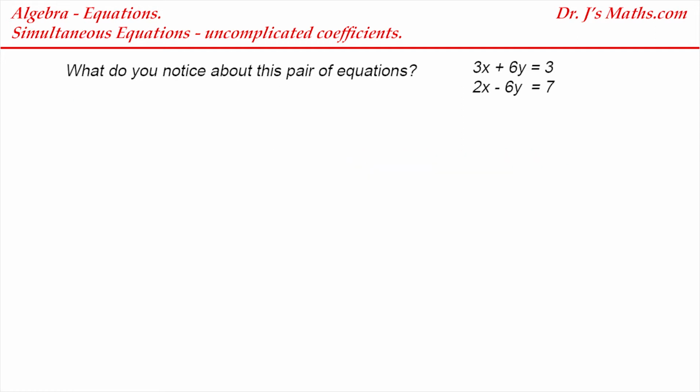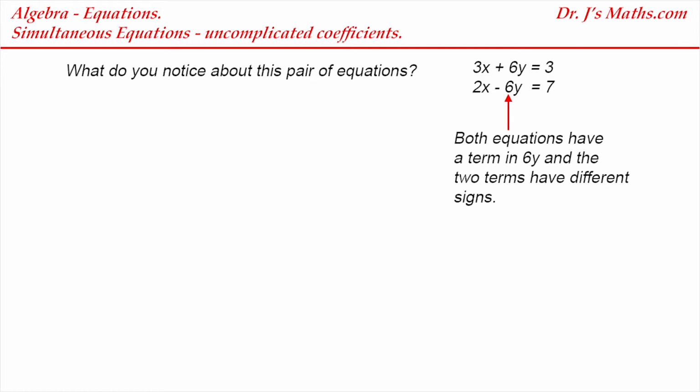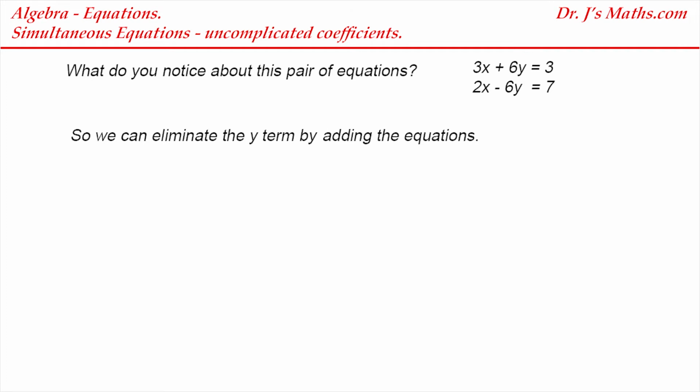So, what do you notice about this pair of equations? Correct. Both equations have a term in 6y, but the two terms have different signs. So if we're going to eliminate the y, we can eliminate it by adding the two equations together. Last time we just subtracted. So add together, 3x plus 2x is 5x, y's cancel out, equals 10, x equals 2.